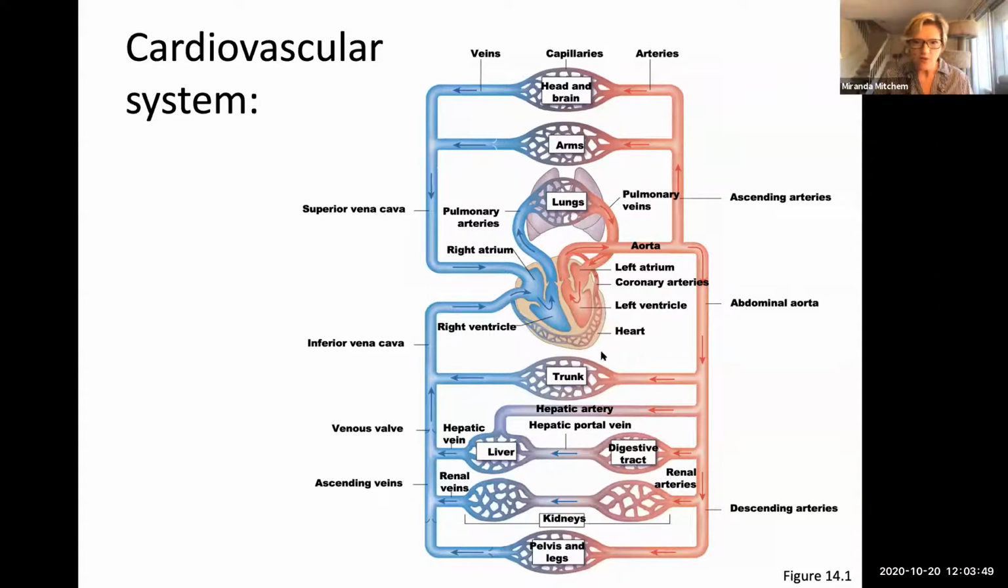Okay, so the vena cava are what bring the blood back into the right heart. We have a superior vena cava that drains from the heart above. And then the inferior vena cava is what returns blood from below the level of the heart back into the atrium.